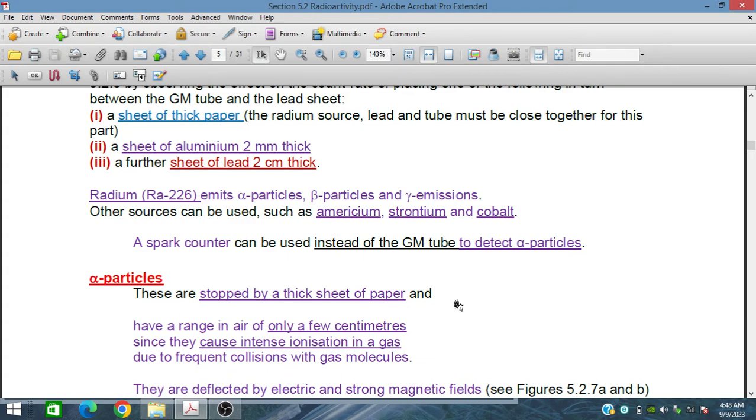They can cause intense ionization. The ionization power is very high in a gas, due to different collisions with gas molecules. So the alpha particle has a very small penetrating power range, and its ionization power is very intense. It produces very high ionization due to the frequent collision with the gas molecules.